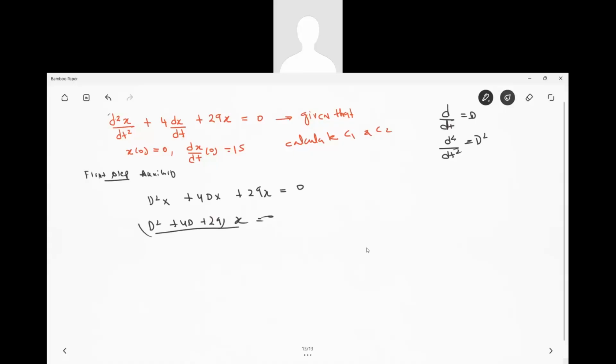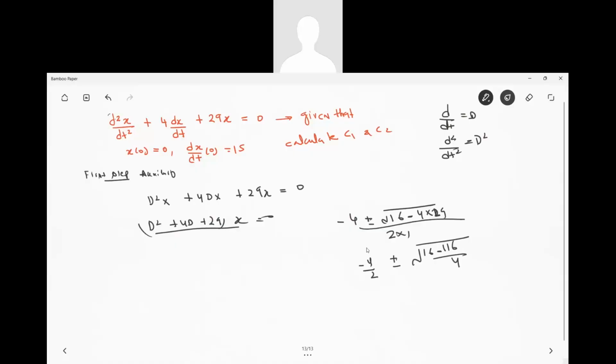Then here you just see, b is 4, right? So this is minus 4 plus minus square root of 4 square, that is 16, minus 4AC, that is 4 into 1 into 29, divided by 2 into 1. So this would be minus 4 by 2 plus minus square root of 16 minus 29 into 4, which is 116, divided by this 4 value.